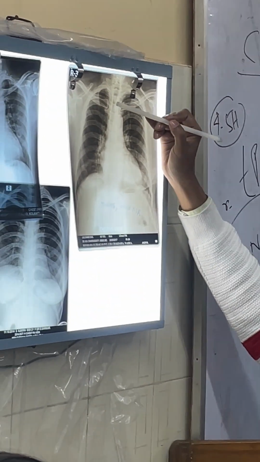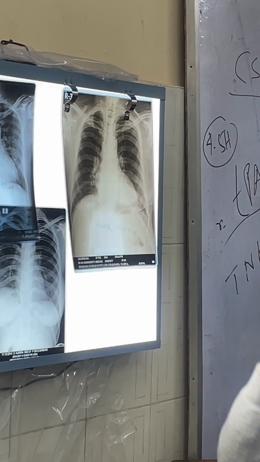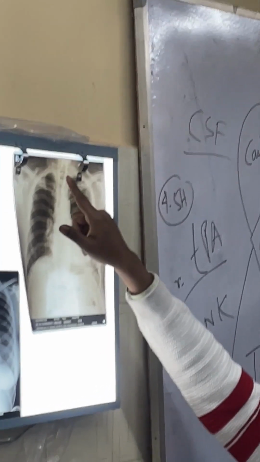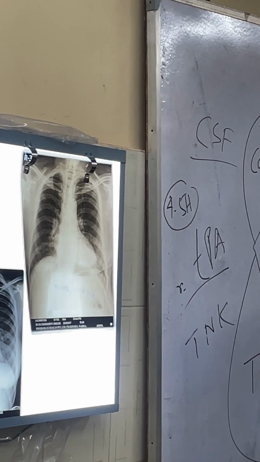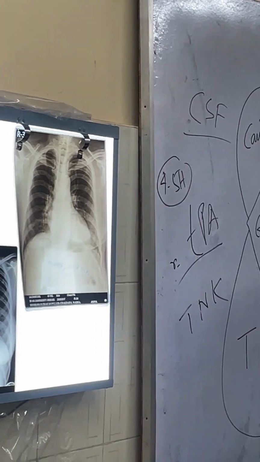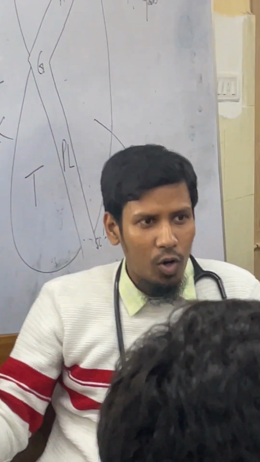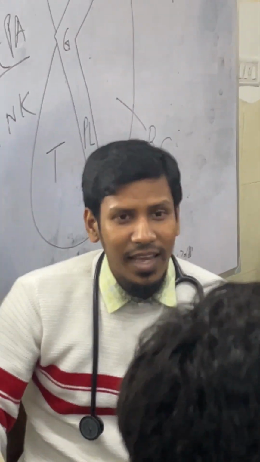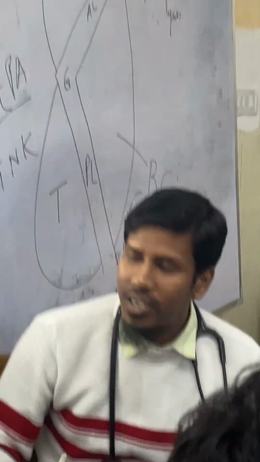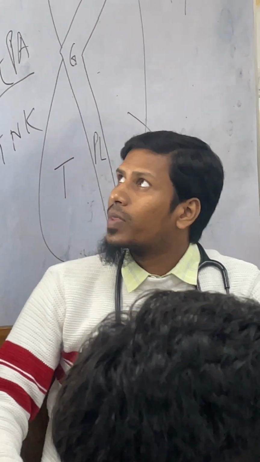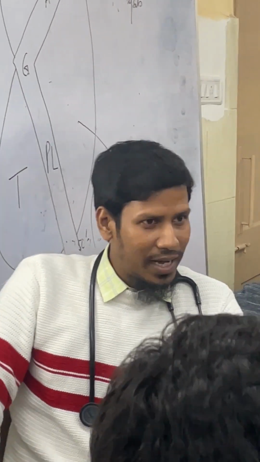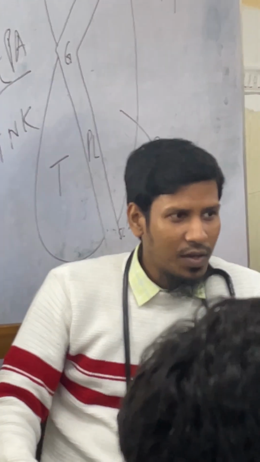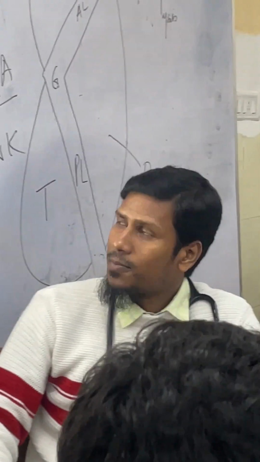Here you can clearly see that the intervertebral discs are there, but they are not radio-opaque. That means this is the normal exposure. So if this is also white, then we say it is overexposure. So underexposure, overexposure, antero-posterior, postero-anterior, and inspiration, expiration.